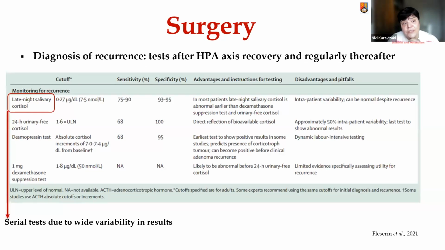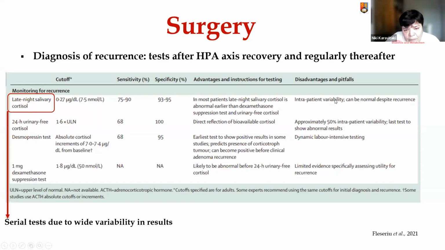And how do we diagnose recurrence? As I mentioned, we need to do the test after the recovery of the hypothalamus-pituitary adrenal axis, and we have obviously stopped the hydrocortisone, the steroids that the patient is on, and then we do this assessment regularly thereafter. And what tests could we use? We could use late-night salivary cortisol, 24-hour urine free cortisol, or dexamethasone suppression test. The desmopressin test is also discussed. It seems that the late-night salivary cortisol has the highest sensitivity and specificity in picking up recurrence. We need serial tests, though, due to the wide variability of the results.